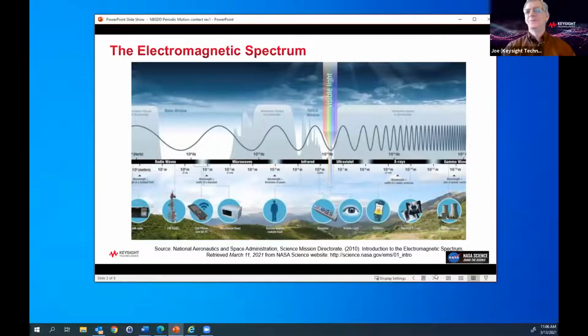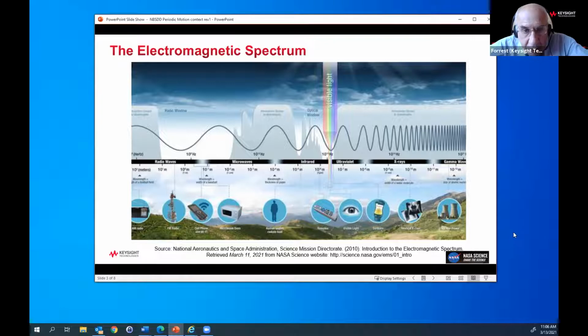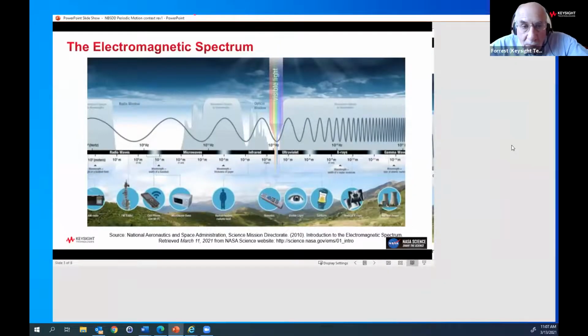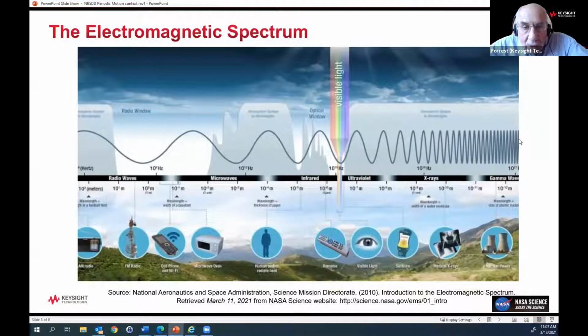In this one, we'll give credit to NASA for putting this slide together, but it shows the wide variety of electromagnetic waves that we experience in our daily lives and how important they are, and also gives you an understanding of the type of instrumentation that Keysight Technologies provides, basically being able to measure and compare all these different types of electromagnetic waves.